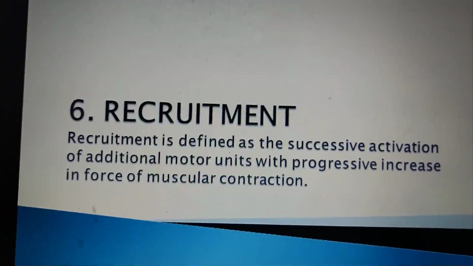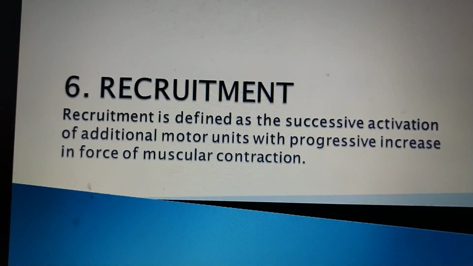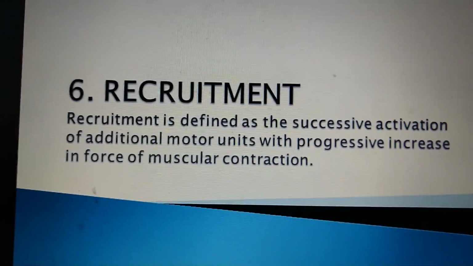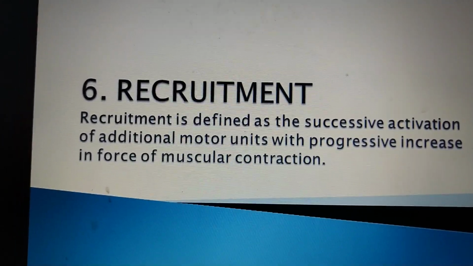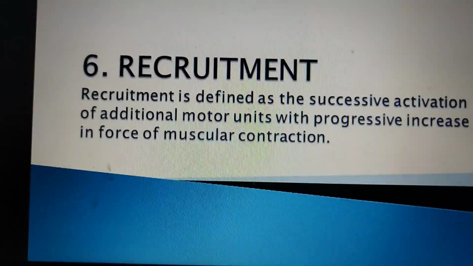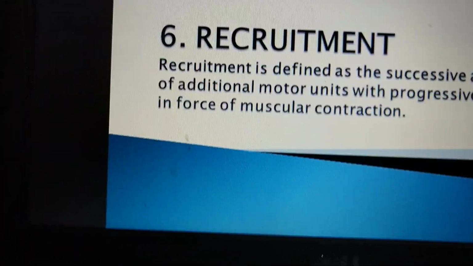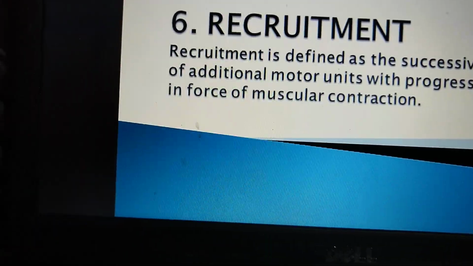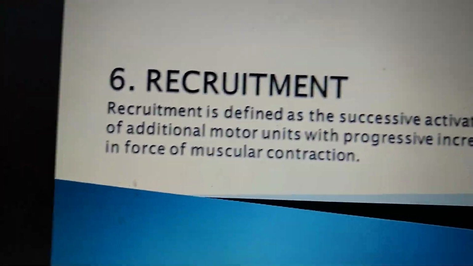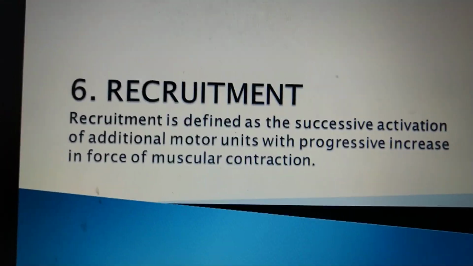Then the sixth property is recruitment. Recruitment is defined as the successive activation of additional motor units with progressive increase in force of muscular contraction. It means when you stimulate a nerve repeatedly, naturally after repeated stimulation, the amount of reaction will go on increasing. This continuous increase in the reaction of a nerve fiber when you stimulate it repeatedly is known as recruitment.